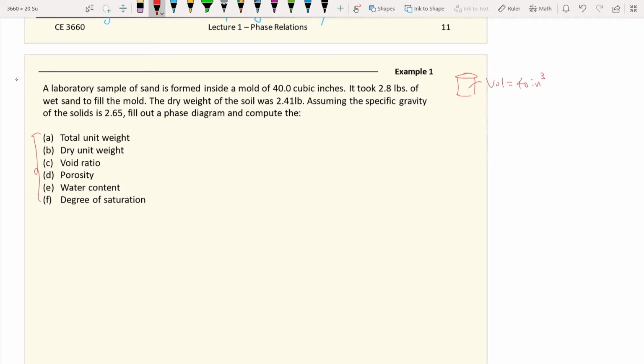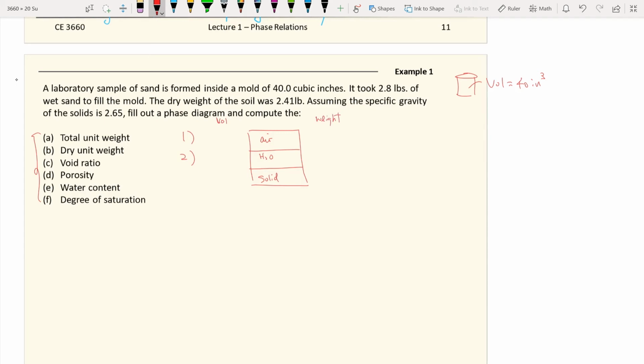So when we see a phase relations problem, don't try to find the equations. What is the first step again? Drawing the phase diagram. So this is the air, this is the water, and this is the solid. The first step, just draw the diagram. And the second step is to fill in the information that is given. So we have the volumes, and we have the weights.